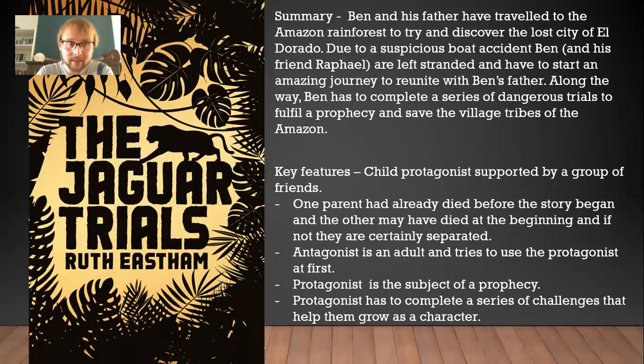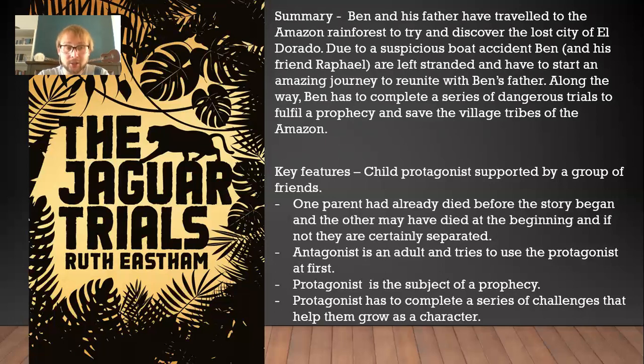The antagonist, now that's the opposite of a protagonist. The antagonist is sort of the main bad guy, I suppose, the main person trying to stop the protagonist. So the antagonist is an adult, and he tries to use the protagonist to begin with. He tries to actually use Ben to get his wish, or to get what he wants.